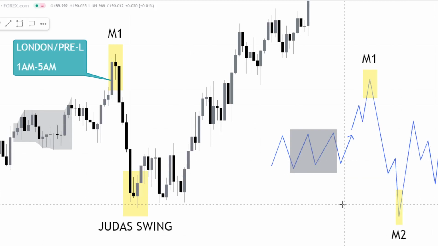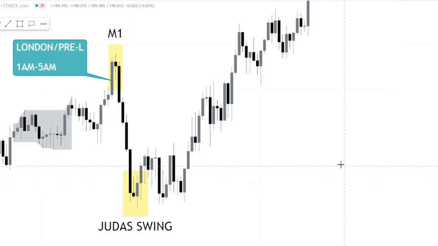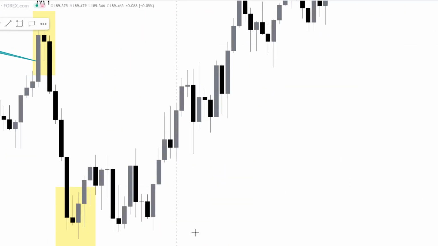Now, the last thing we want to do to keep the entry model really simple is we want to look for a fair value gap to enter off, right? We see over here, so if I quickly get rid of the schematic, what we see is a fair value gap in price that we could have entered off.